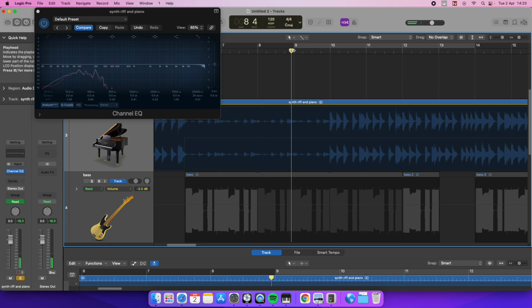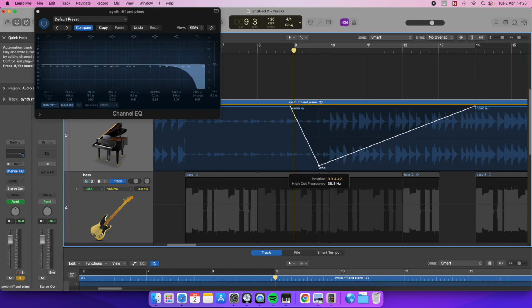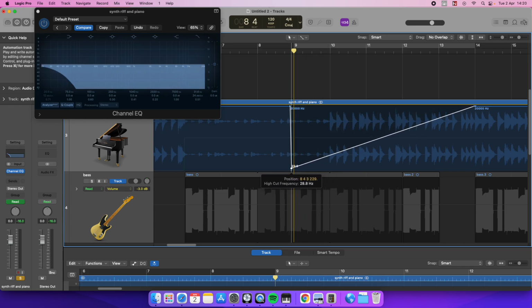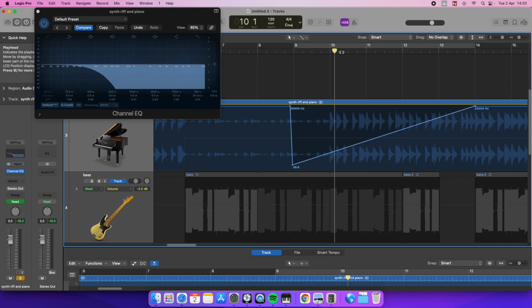I'm automating it on so it doesn't affect everything previously. So here's our high cut, and we don't want it to affect anything over here. So I'm going to put some nodes in, and it's got to return to normal by over there. Eventually it will slant like this, right? It's going to start here, and over time it's going to open up the filter like that.